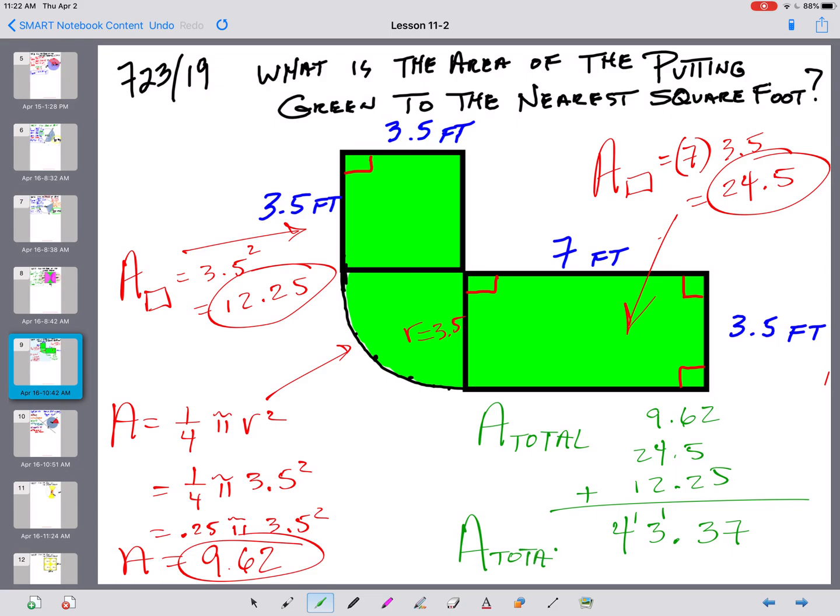Now, what about units? What were the length units on this problem? Yeah, feet. So the area units are going to be feet squared. There it is. That's the total area of the little putt-putt green.